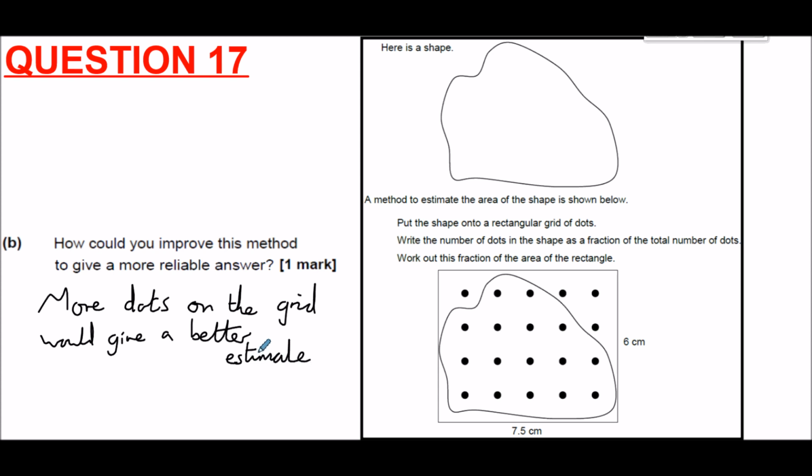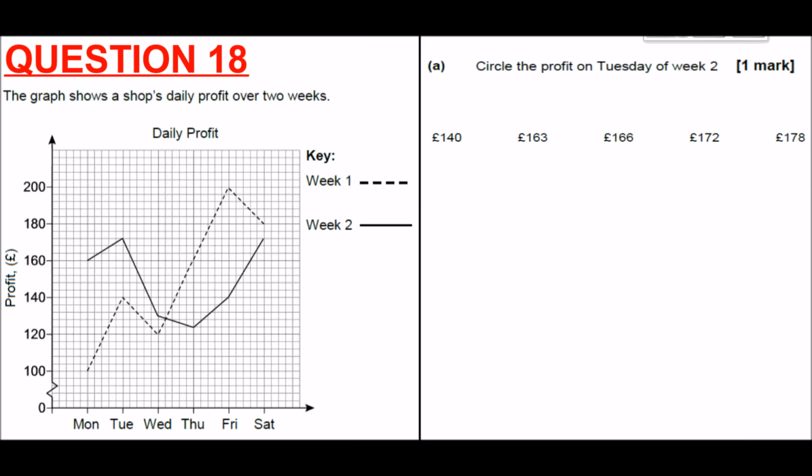Something like that. For 1 mark, you don't need to give an essay, just a simple statement, just getting to the point that more dots on the grid would help for reliability along. Question 18, we have a graph showing the shop's daily profit over 2 weeks. We need to circle the profit on Tuesday of week 2.